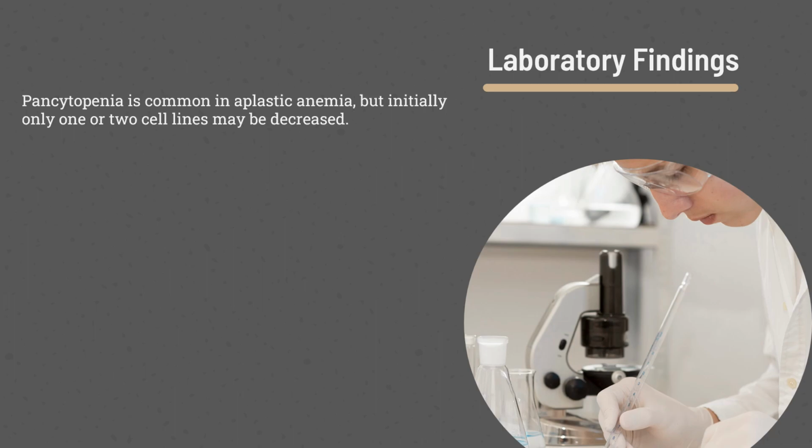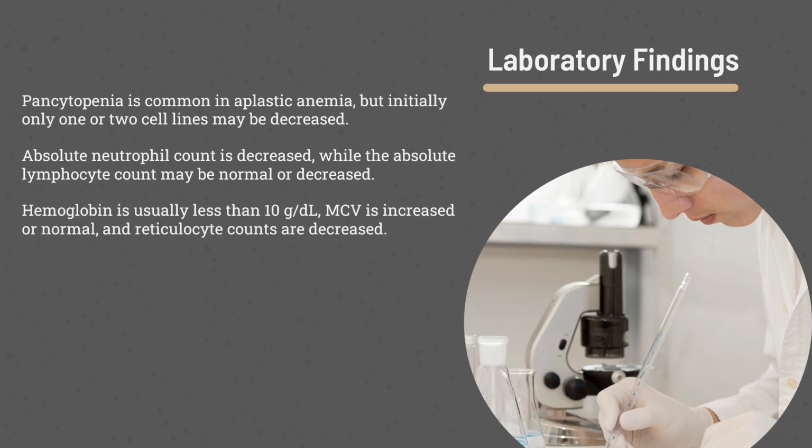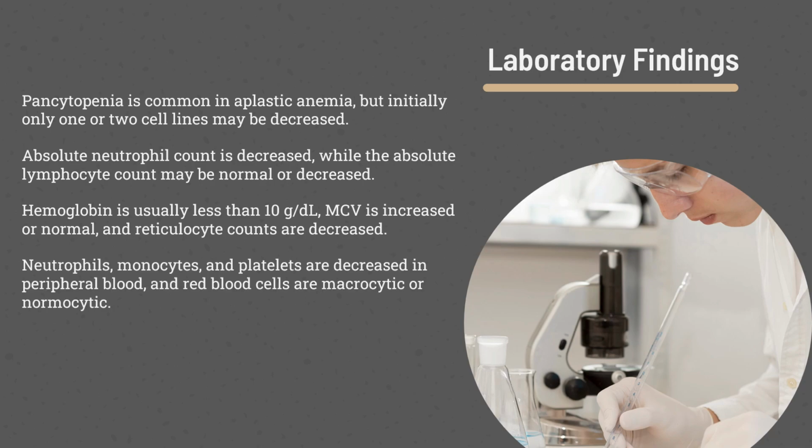Pancytopenia is common in aplastic anemia, but initially only 1 or 2 cell lines may be decreased. Absolute neutrophil count is decreased, while the absolute lymphocyte count may be normal or decreased. Hemoglobin is usually less than 10 grams per deciliter, MCV is increased or normal, and reticulocyte counts are decreased. Neutrophils, monocytes, and platelets are decreased in peripheral blood, and red blood cells are macrocytic or normocytic.